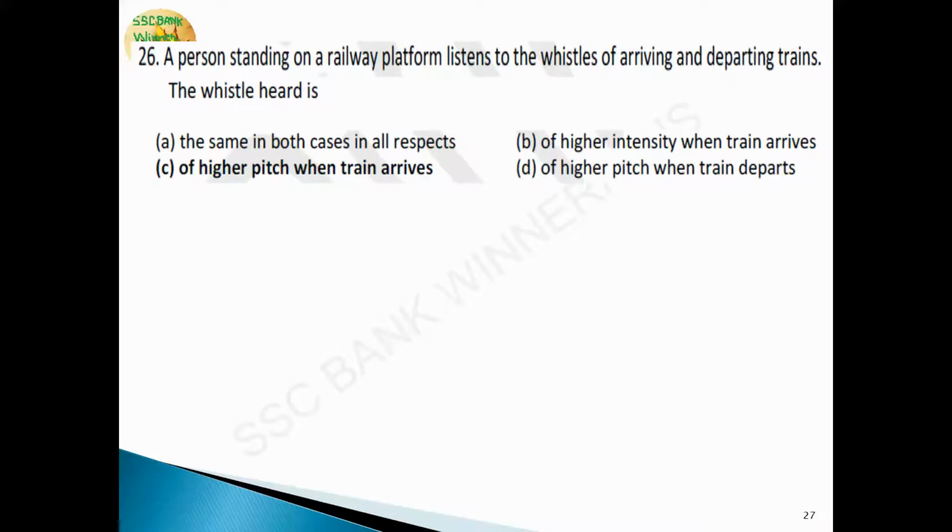A person standing on a railway platform listens to the whistles of arriving and departing trains. The whistle heard is of higher pitch when the train arrives. So the answer is option C. Pitch means the frequency determines the shrillness or pitch of the sound. Pitch is equivalent to shrillness.